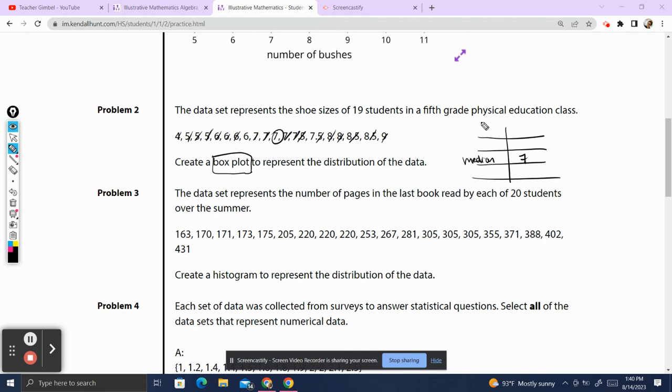I made the median. Now I'm going to find my minimum, which is my lowest value. That's a 4, because 4 is my lowest value. Max, which is my highest value. That's a 9.